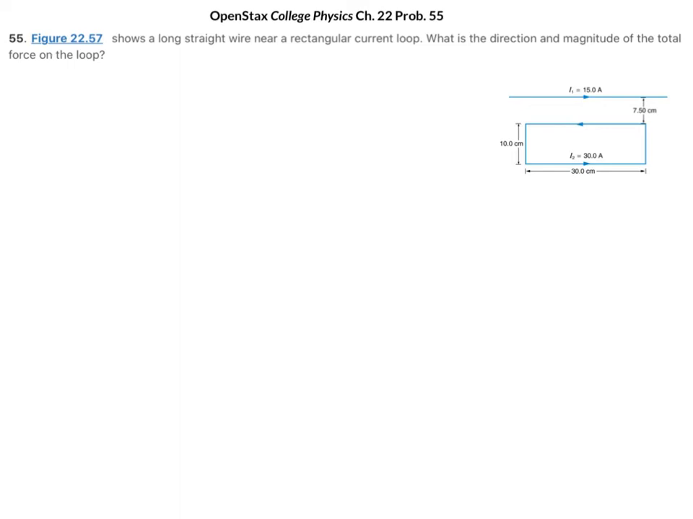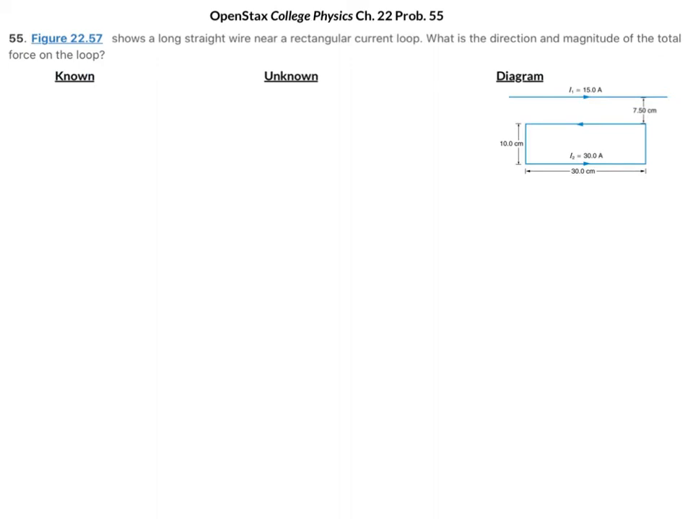Let's look at OpenStax's College Physics, Chapter 22, Problem 55. Figure 22.57 shows a long straight wire near a rectangular current loop. What is the direction and magnitude of the total force on the loop? So let's write down our knowns and unknowns.